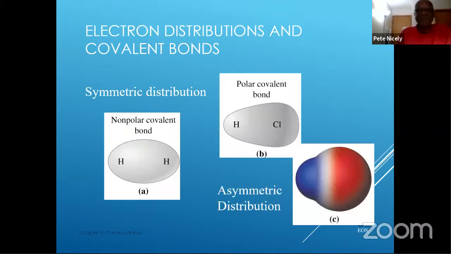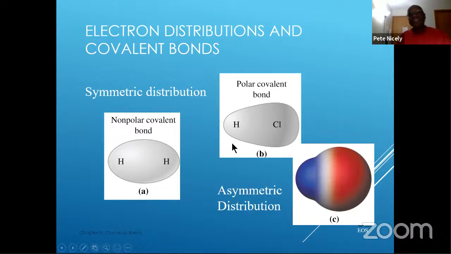So this model here is showing you the difference between a nonpolar covalent bond and a polar covalent bond. In the case of a nonpolar covalent bond, the shared electrons are evenly distributed between the two atoms. In the case of a polar covalent bond, you have a shift of the electron pair towards the more electronegative element. In this case, the chlorine will have a partial negative charge and the hydrogen will have a partial positive charge, all right?